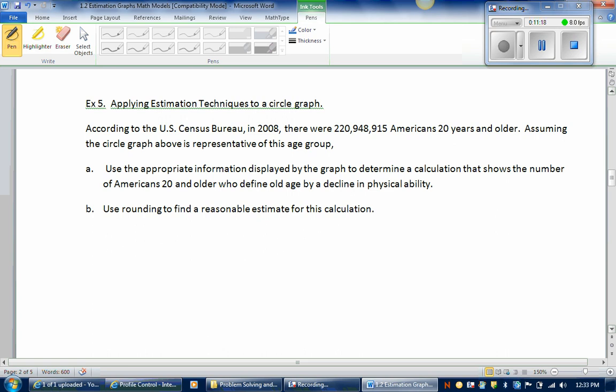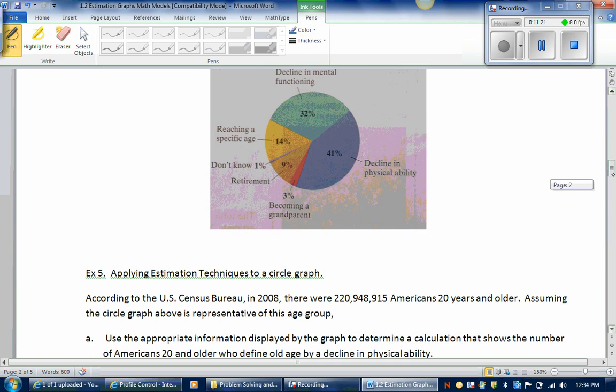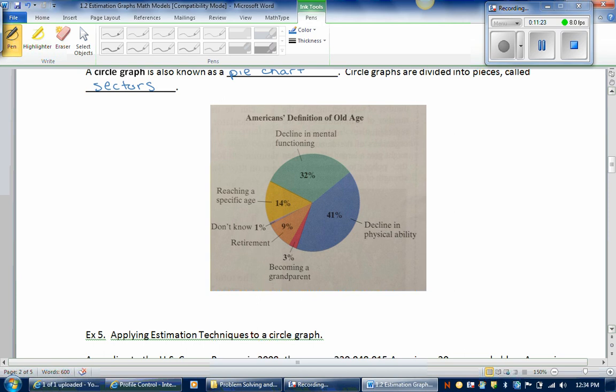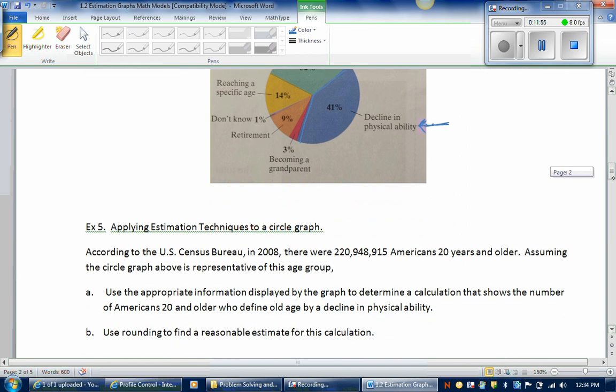Okay, so if we go up and take a peek at our chart here, I need to look for the sector that says decline in physical ability. So here it is. We've got a decline in physical ability right here. Okay, so I'm looking at this sector of 41%. All right, so if I want to know how many of this age group have a decline in physical ability, I want to know what 41% of that number is.